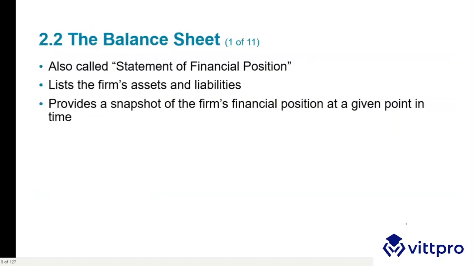So what is the balance sheet? The balance sheet is also called the statement of financial position, and it lists all the firm's assets and liabilities. It provides a snapshot of the firm's financial position at a given point in time. So it's always at a given point in time, always on some date. Usually it's either the calendar year end, i.e. 31st December 2020, or a quarter end. So let's say 31st March 2020, 30th June 2020, 31st October 2020, or something like that.